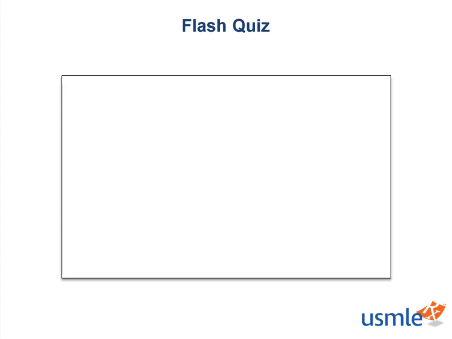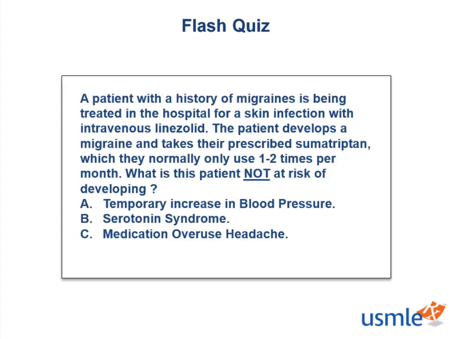Time for our flash quiz. The question reads, a patient with a history of migraines is being treated in the hospital for a skin infection with intravenous linezolid. The patient develops a migraine and takes the prescribed sumatriptan, which they normally only use 1 to 2 times per month. What is this patient not at risk of developing? A. Temporary increase in blood pressure. B. Serotonin syndrome. C. Medication overuse headache.